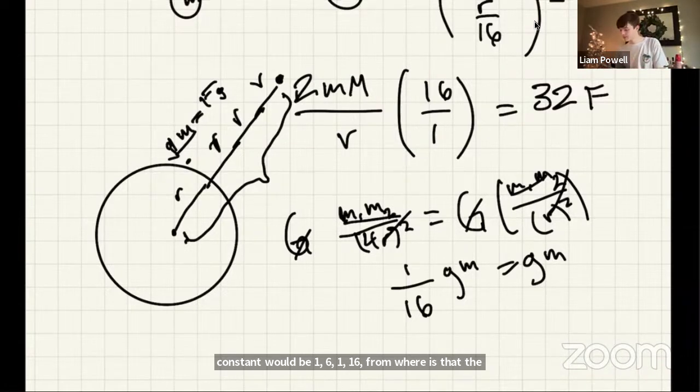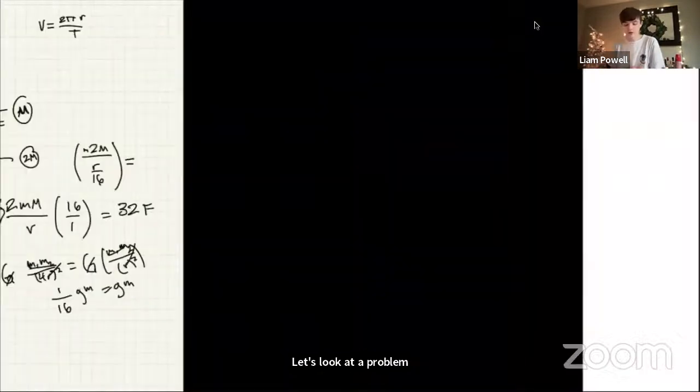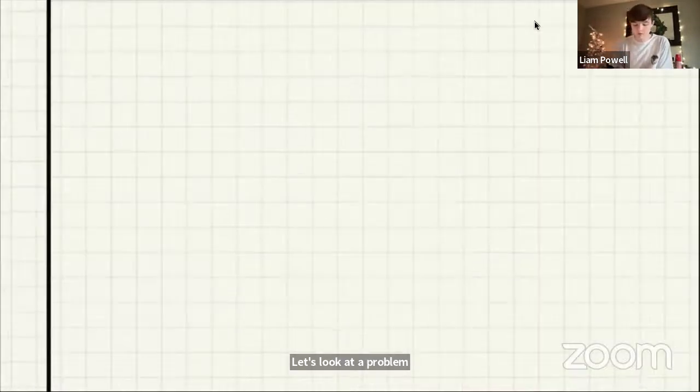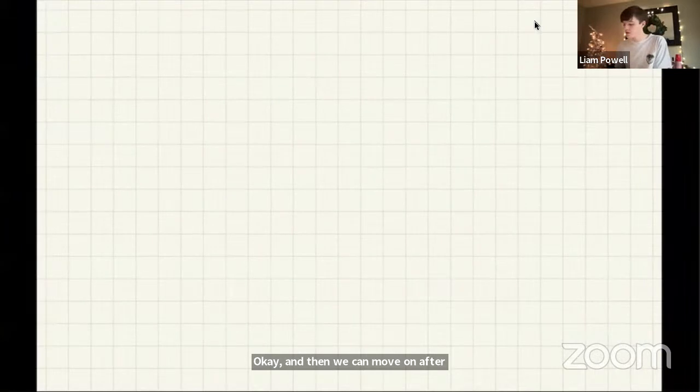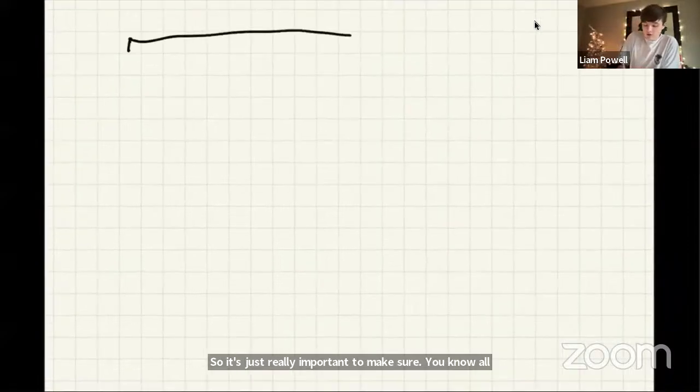So let's look at a problem. Okay, and then we can move on after this. It's just really important to make sure you know all of these formulas, because you can often use formulas from a different unit to find your answer. So let's look at this question.